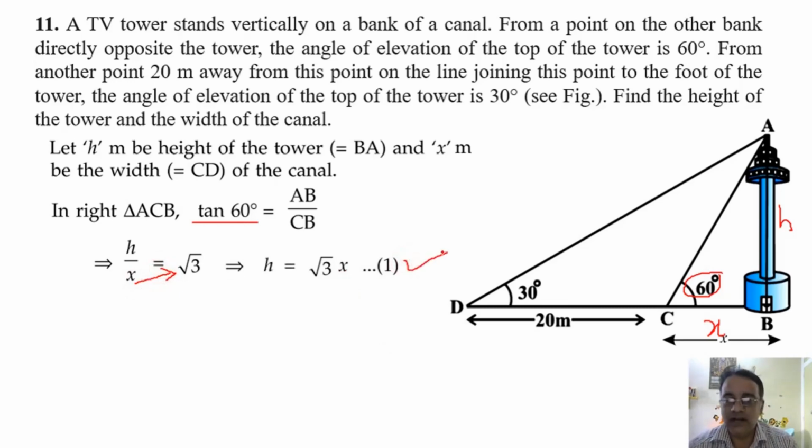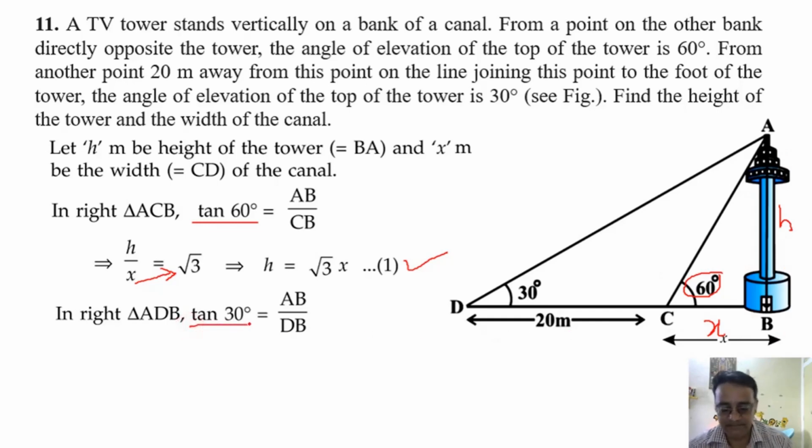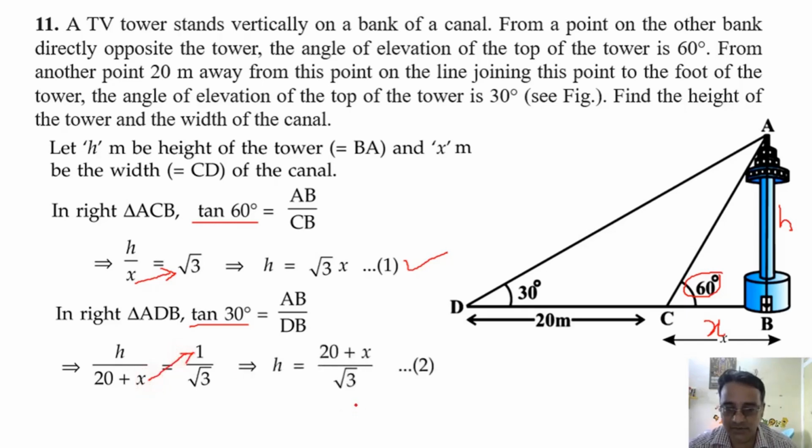Now another right triangle is ABD, right? In triangle ADB, tan 30 degree is equal to opposite by adjacent, that is AB upon DB. So tan 30, what is the value? 1 by root 3. So h upon 20 plus x is equal to 1 upon root 3. Again we will do cross multiplication, so we'll get h is equal to 20 plus x upon root 3. Let it be equation number 2.